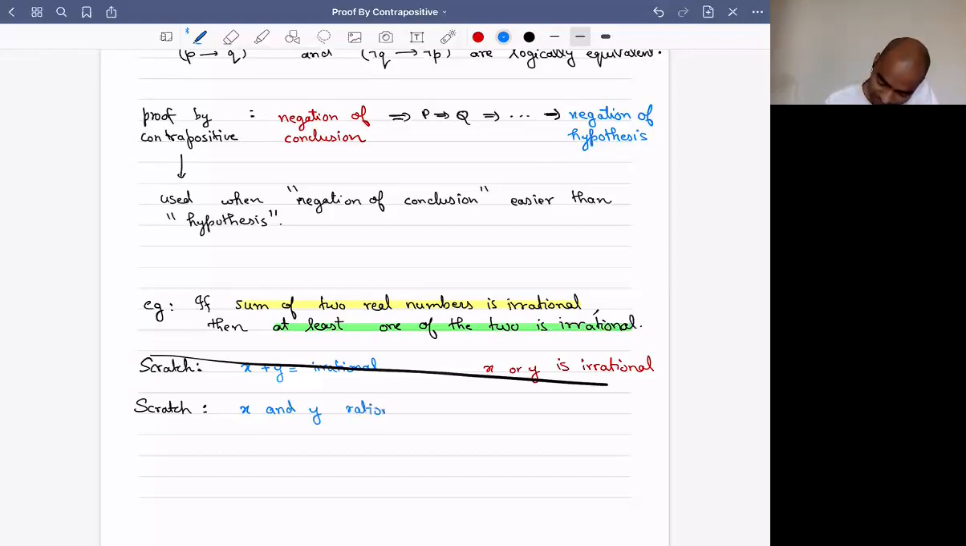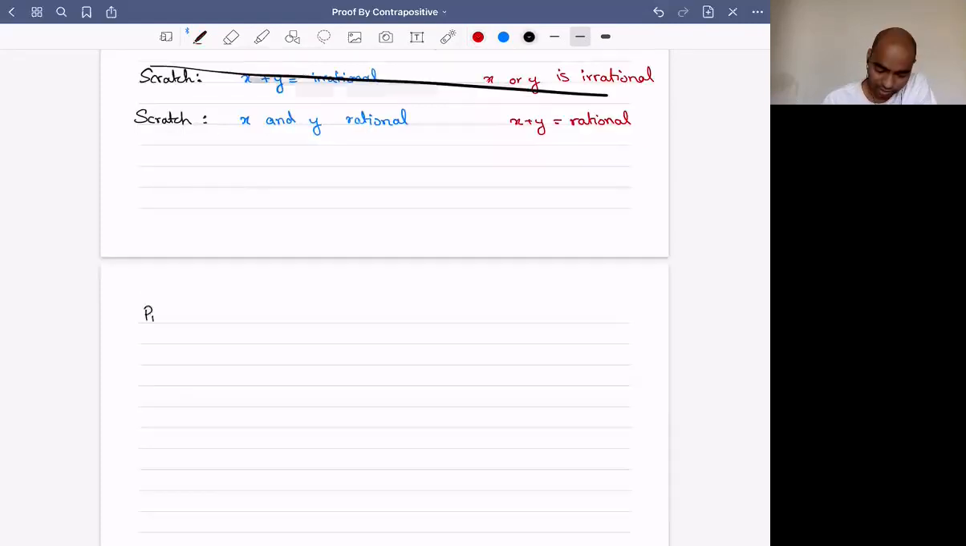This looks promising. I know how to describe this very precisely. And the negation of "x plus y irrational" is "x plus y rational". This is great. This is a problem that we have already done. I don't need any more scratch work because I know how to solve this problem. I've reduced the problem to a problem that I know how to solve.